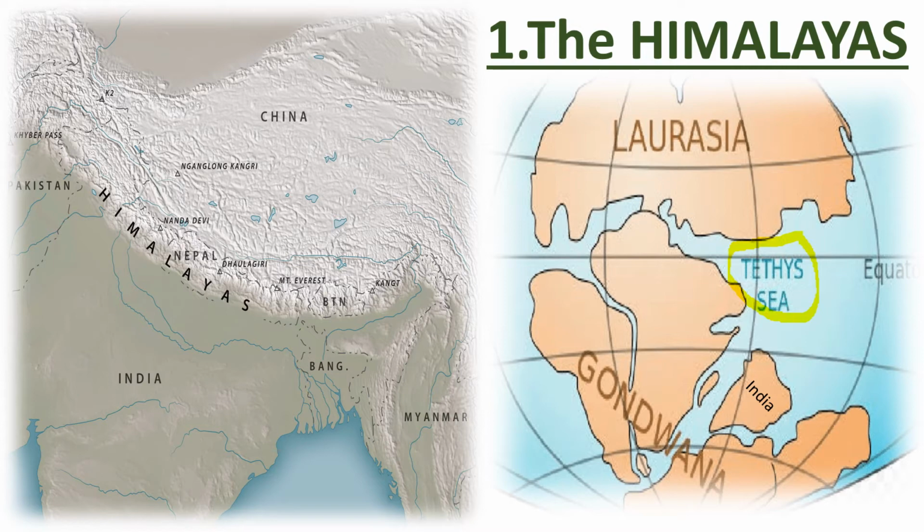So the Himalayas extend from Jammu and Kashmir to Arunachal Pradesh. They cover a distance of 2,400 kilometers and the width varies from 500 kilometers in Jammu and Kashmir to 2000 kilometers in Arunachal Pradesh.